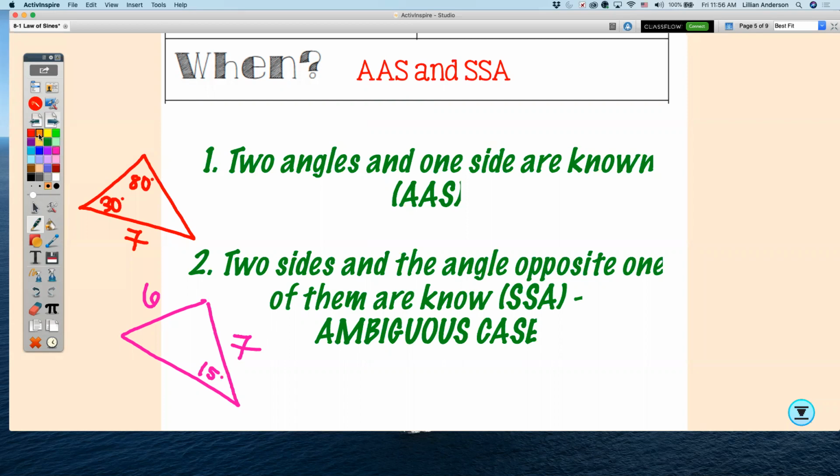Unfortunately, when you have side-side angle, there is such a thing called the ambiguous case. That means that this could potentially, with this information, create not one triangle, but two triangles. Ambiguous case only happens in these particular situations and only when the following information happens.